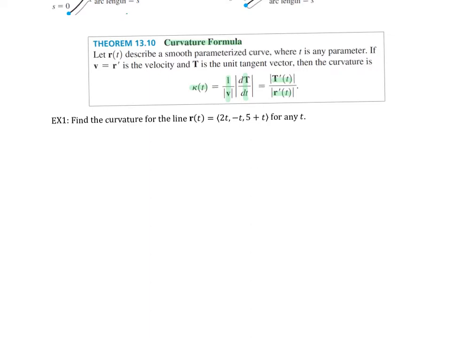In example 1, we're trying to find the curvature for a line, r of t equal to 2t, negative t, 5 plus t. Notice that this is a line. So if I were to compute the curvature, I would think that it would be 0 because lines don't curve. Let's verify that by first computing our unit tangent vector, which is the derivative of r, and that would be 2, negative 1, 1.